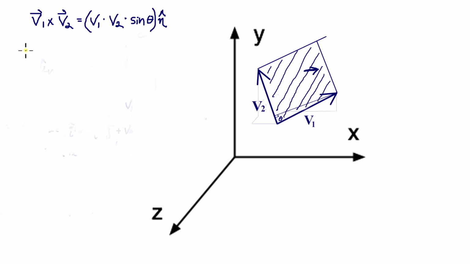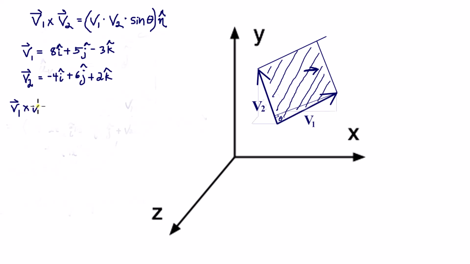So let's say V1. All right. Now V2. Okay, let's say this was V1 and V2. How do we calculate the cross product? Let's calculate V1 cross V2. Well, what you do is you just write out the vectors in component form like this and put the cross.